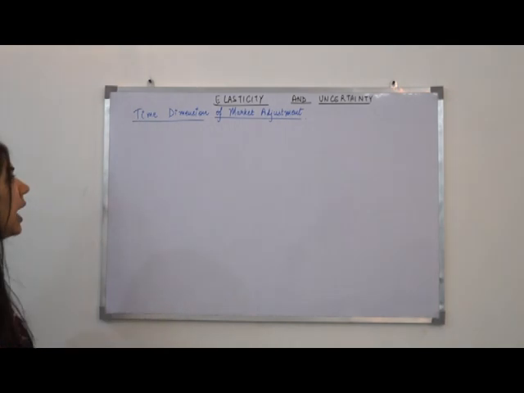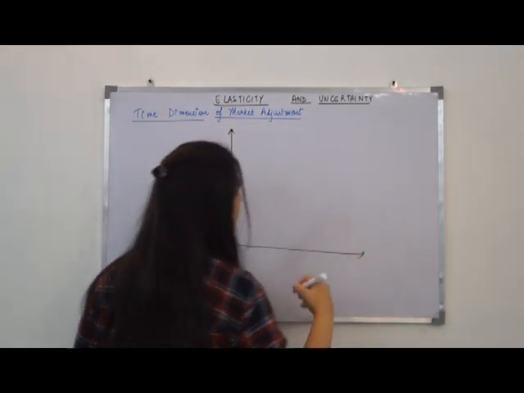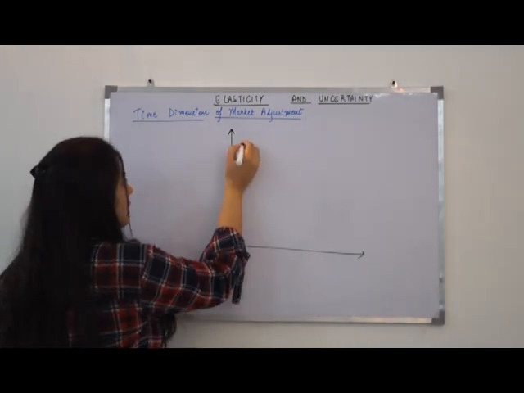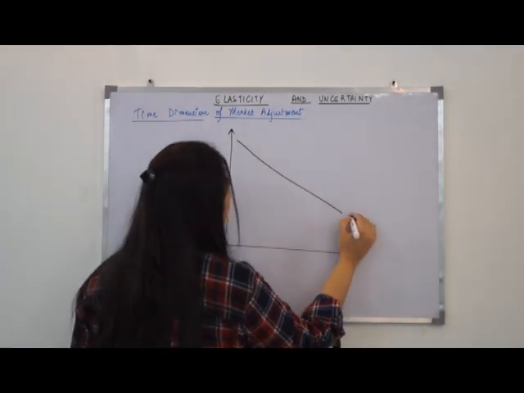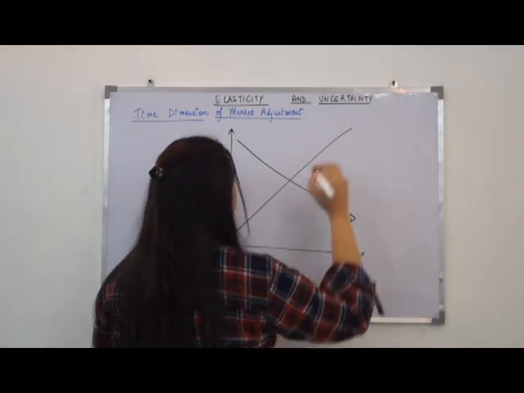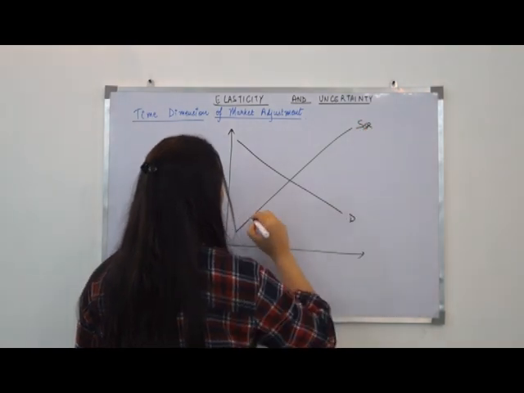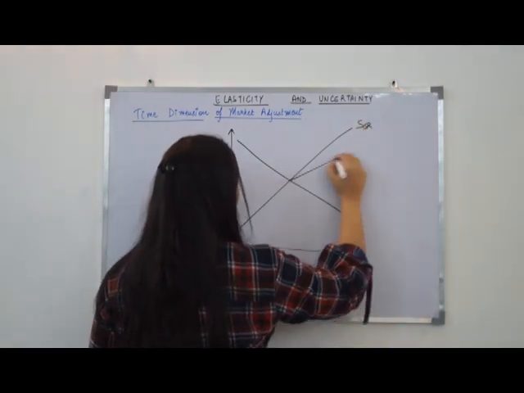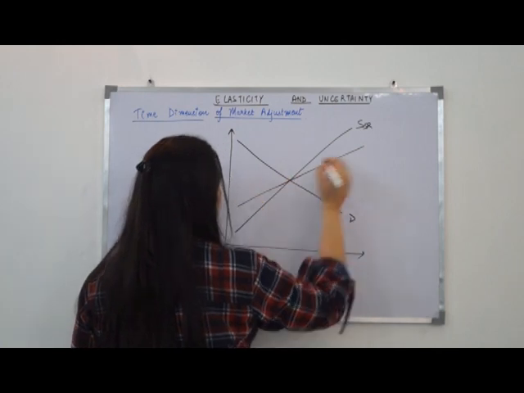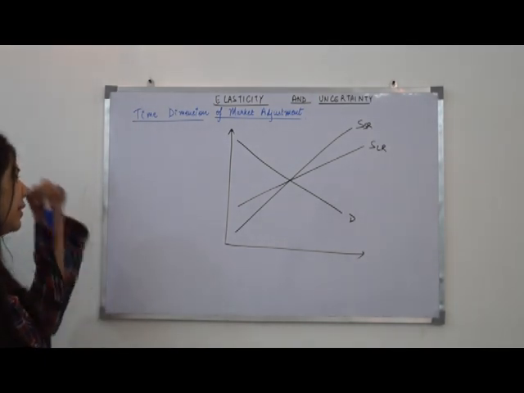So we know that demand and supply are both highly elastic in the long run. So the demand curve is going to be very flat in this manner, and the supply curve again is going to be, if this is the short run supply curve, then probably the long run supply curve is going to be a little flatter than that, and this is going to be the long run supply. So we are clear till this.